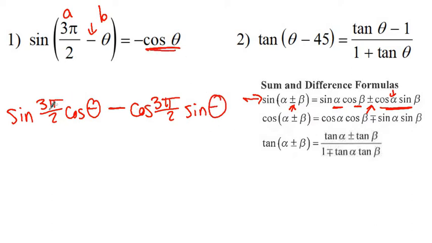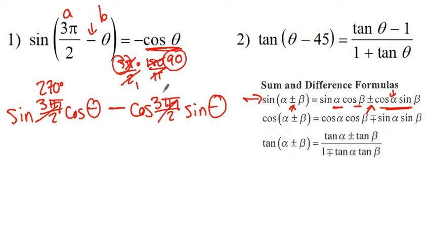So 3 pi over 2 in terms of degrees, that's 270 degrees. You could change it by multiplying it by 180 over pi. If you do 3 pi over 2 times 180 over pi, the pi's will cancel. 2 goes into itself once, it goes into 180 90 times, and 3 times 90 is where 270 comes from. So I'm just going to change these into 270s.